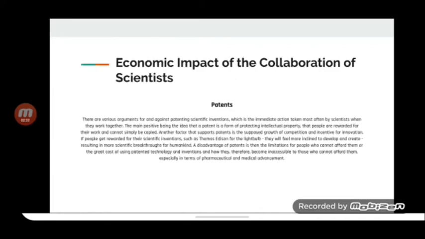A disadvantage of patents is the limitation for people who cannot afford them, or the great cost of using patented technology and inventions, and how they therefore become inaccessible to those who cannot afford them, especially in terms of pharmaceutical and medical advancement.